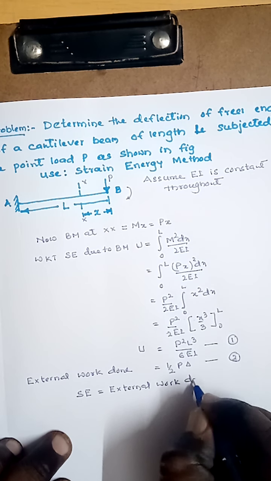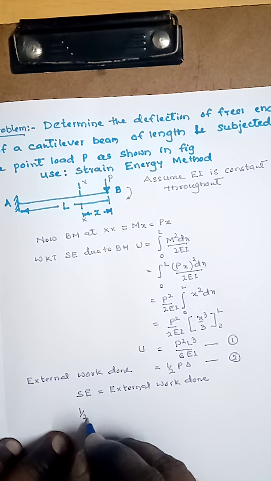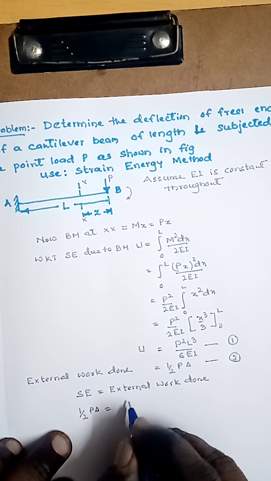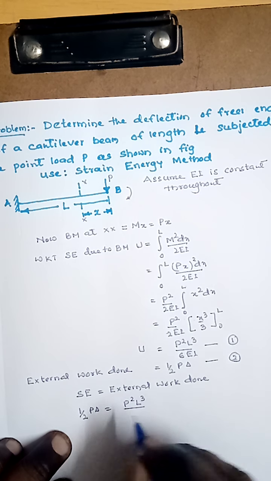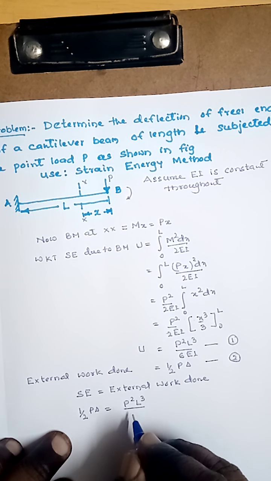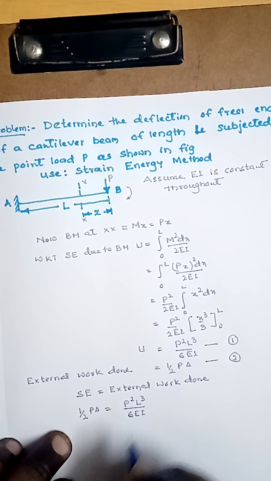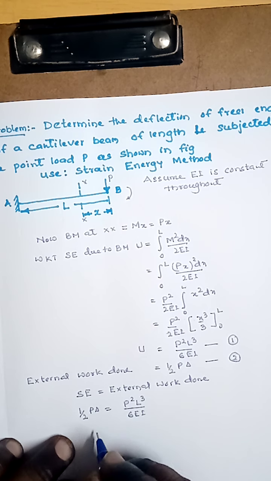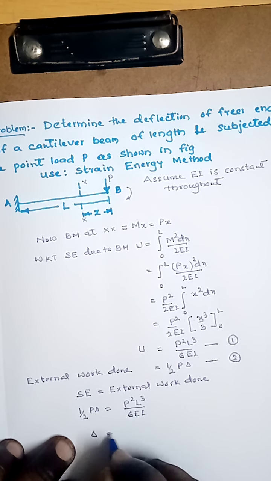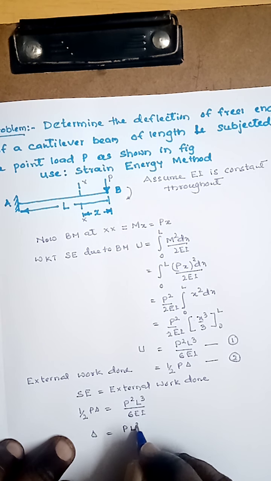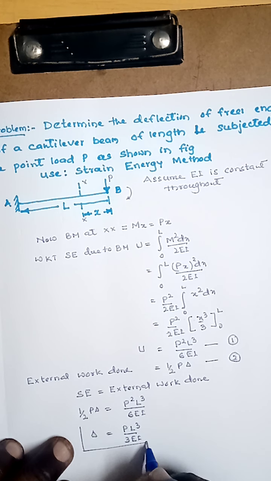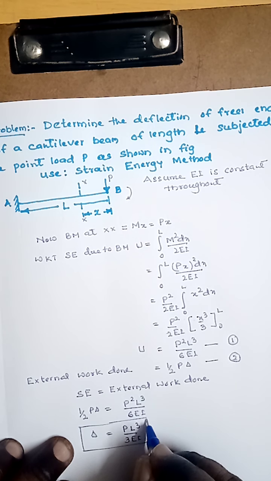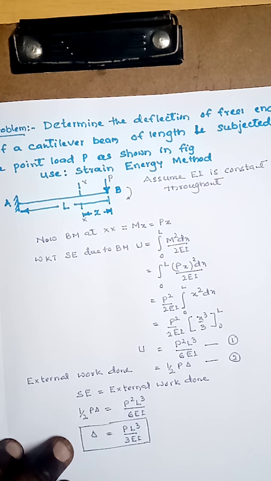Hence, by equating both the equations, half into P into delta equals P square L cube divided by 6EI. Then by equating this, you will get delta equals PL cube divided by 3EI. This is the deflection at the free end of the cantilever beam shown in figure.